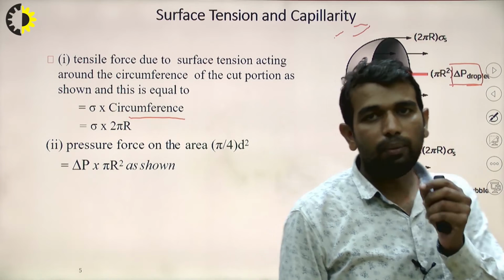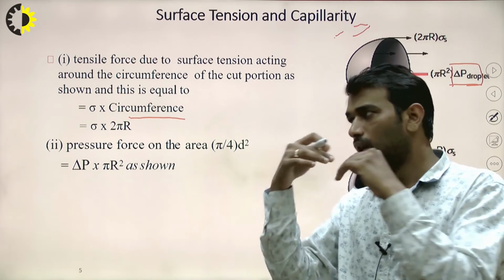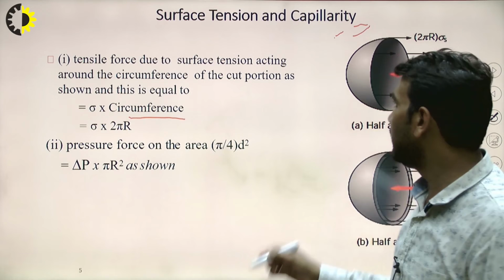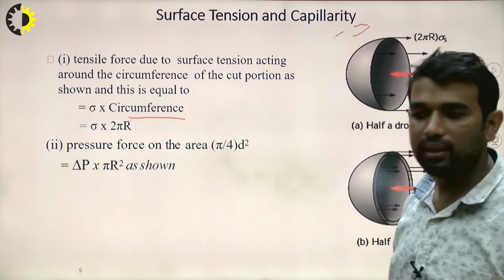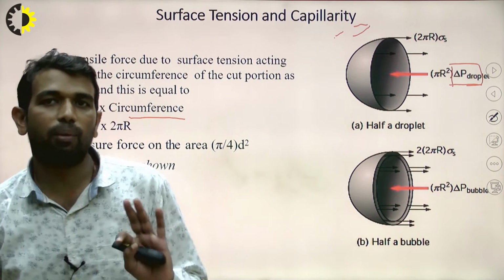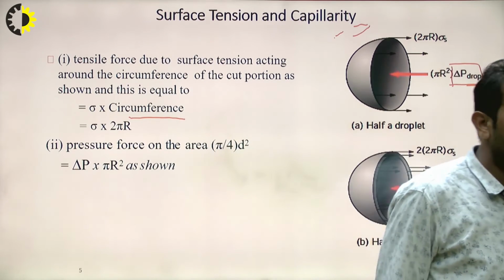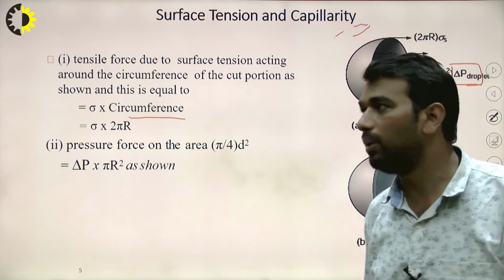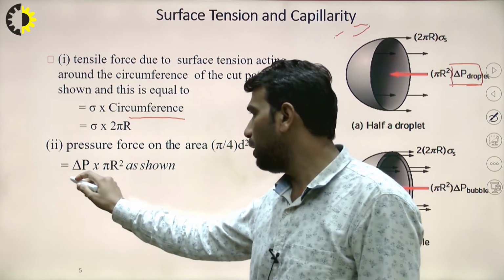The difference in pressure from the outside, that is atmospheric pressure, to the inside pressure of the droplet, that is del P. So the total pressure force acting on this droplet is del P into the cross-sectional area of the droplet, that is pi r square. So the pressure force is nothing but del P into pi r square.